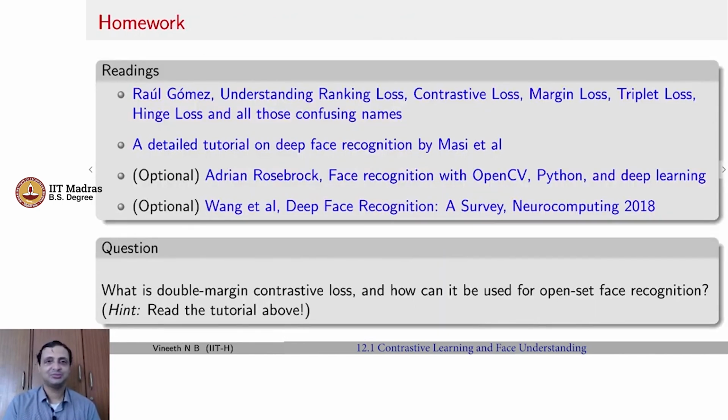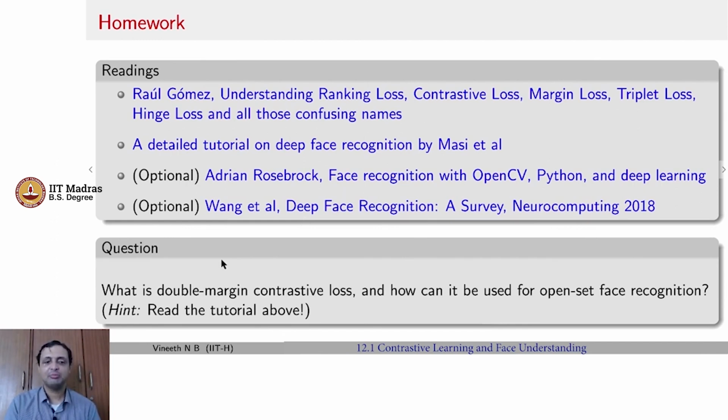Your homework readings for this lecture are a very nice blog on understanding ranking loss, contrastive loss, margin loss, triplet loss, and so on, in case they're all confusing to you. A very detailed tutorial on deep face recognition by Masi and others. And if you're interested, a Python code base for face recognition with OpenCV, and also the entire paper on deep face recognition, a survey.